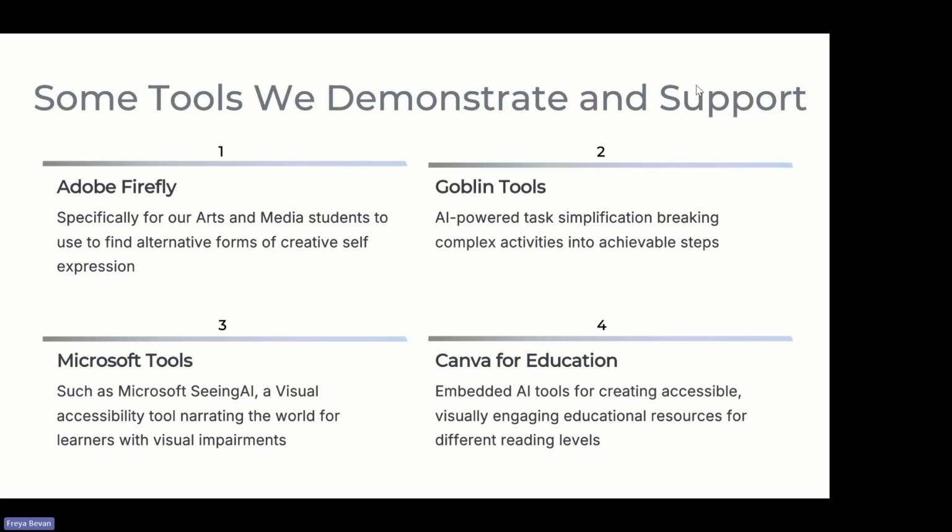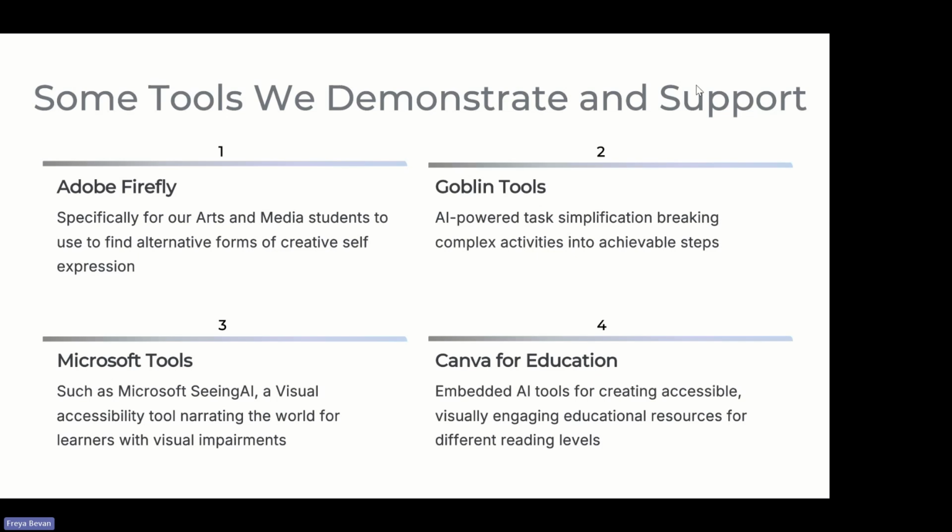Goblin tools as well, which is, I'm such a massive fan of Goblin tools. I think I mention it all the time, but I would say it's like a Swiss Army knife of AI tools, tools within tools, that has lots of different uses. For instance, task simplification, but also understanding the tone of text, which might be useful for learners that might just struggle with understanding that underlying meaning and tone behind language.